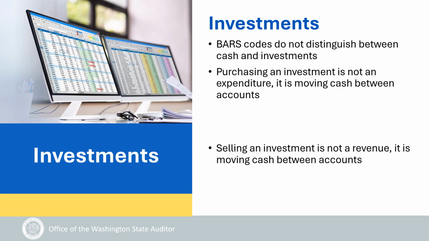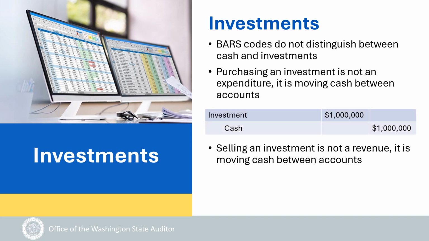Okay, let's move into investments. When discussing BARS codes, it's important to know that there's no specific code for the portion of a government's balance that is going to identify the investments separate from the cash. The balances are reported to the same set of BARS codes, but based on the classification that best reflects any limitations on how the balances can be used. With that, it's important to note that the purchase of an investment is truly the movement of cash between different accounts rather than an expenditure of the government.